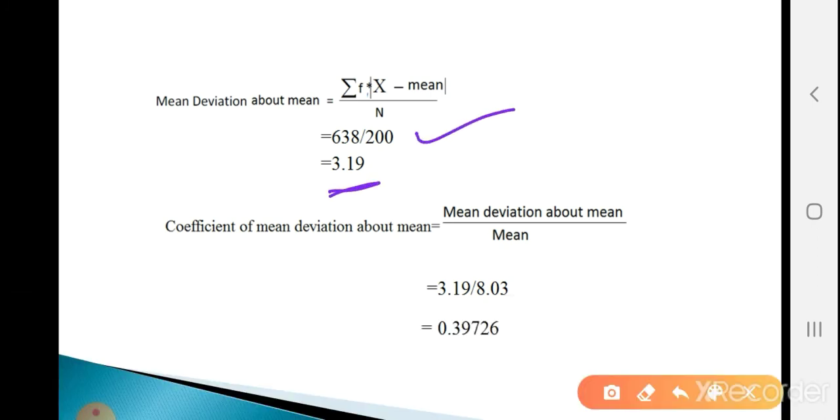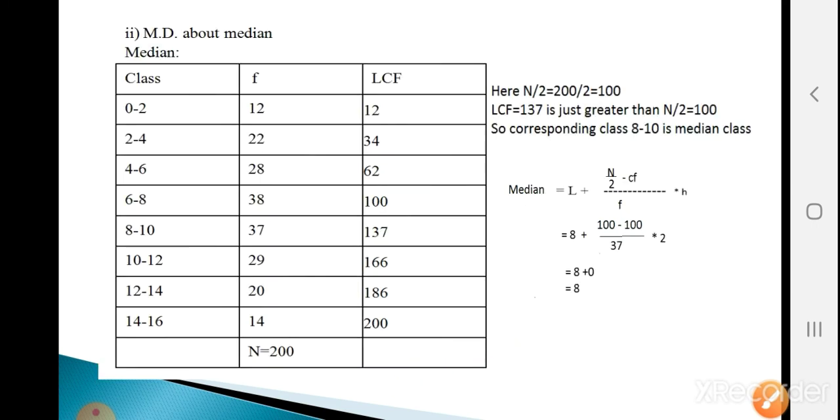So the value is 3.19. Now the coefficient of mean deviation about mean, that is the relative measure, formula is the mean deviation about mean divided by mean. So the coefficient of mean deviation about mean is 3.19 divided by 8.03. So the answer is 0.39726.